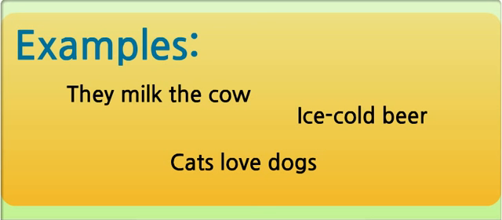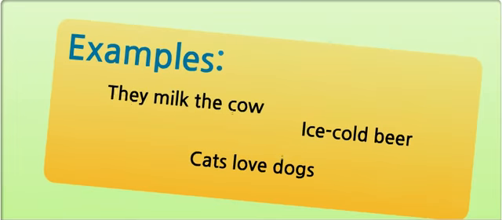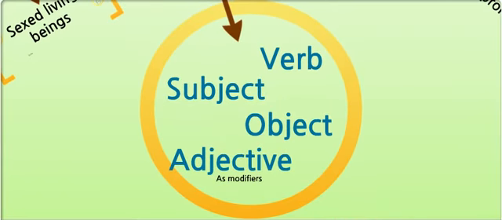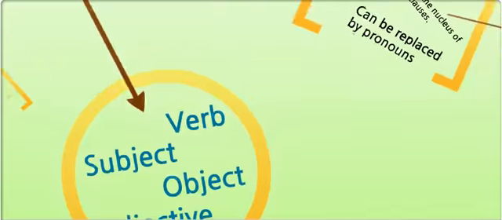We have "ice cold beer," where ice is modifying cold, being the adjective and giving the characteristic of that adjective. And there we have "cats love dogs." Not pretty real, but anyway, there we can say that noun is a subject in cats and an object in dogs. So remember, in English it can be verb, subject, object, and adjective, and in Spanish only subject and object.